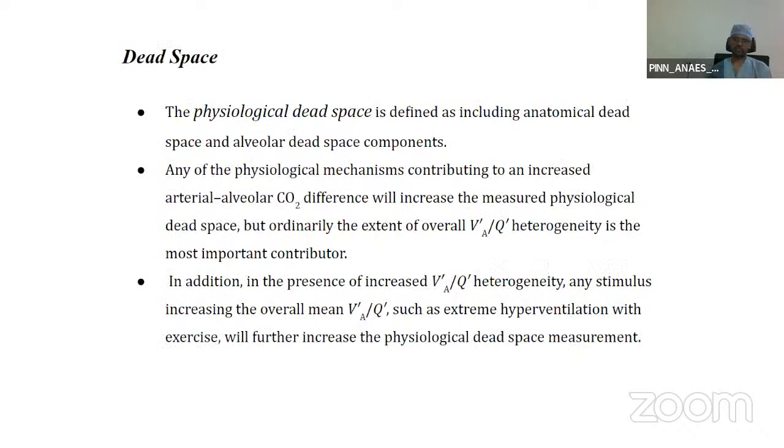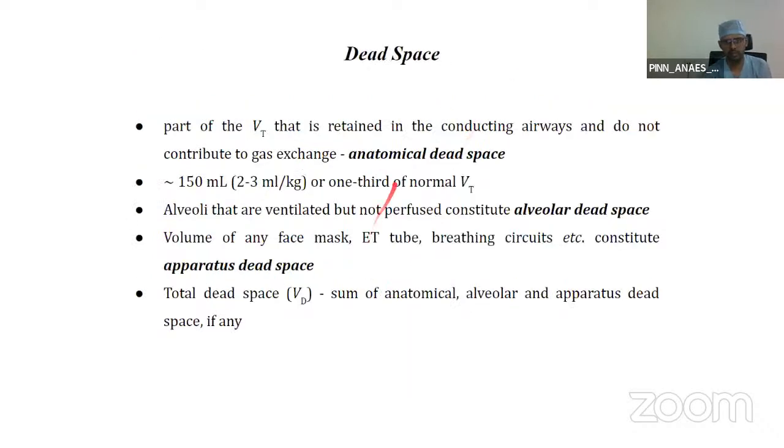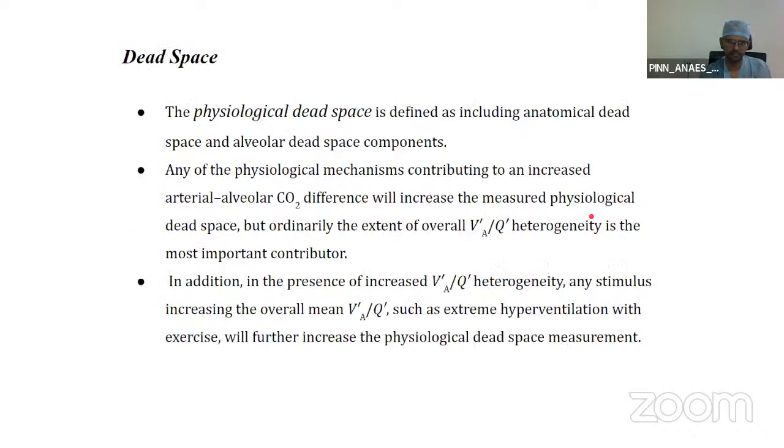And physiological dead space. The physiological dead space is nothing but the sum of these two, anatomical dead space and alveolar dead space. In normal individuals, the physiological dead space is almost identical to the anatomical dead space because the contribution of the alveolar dead space is insignificant. But in disease conditions, the contribution of alveolar dead space becomes significant.